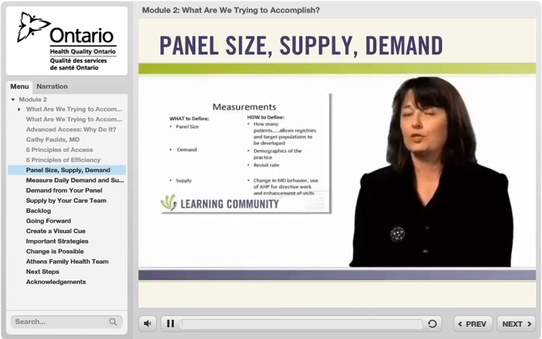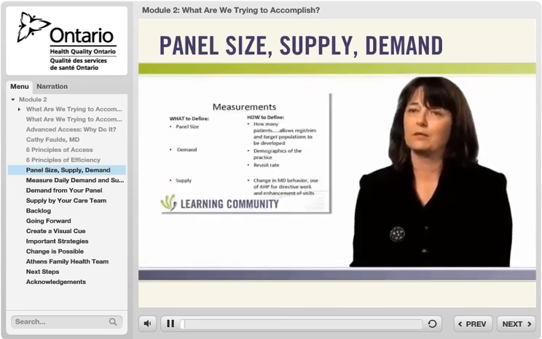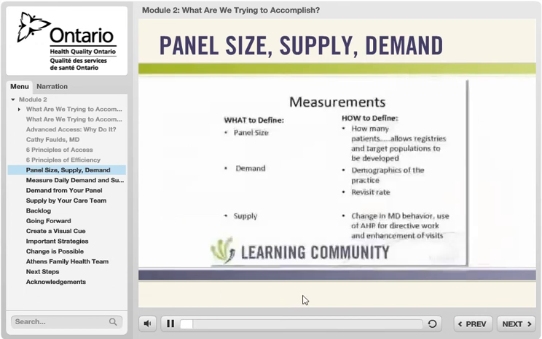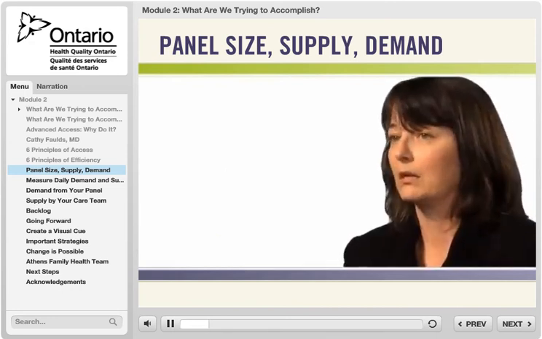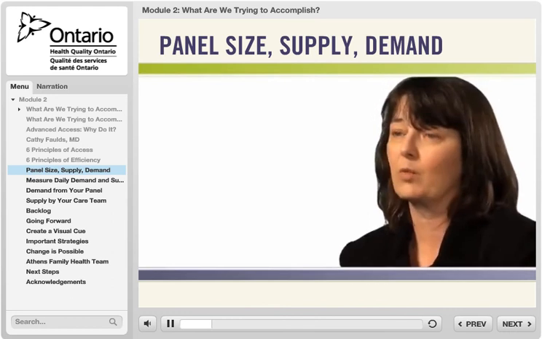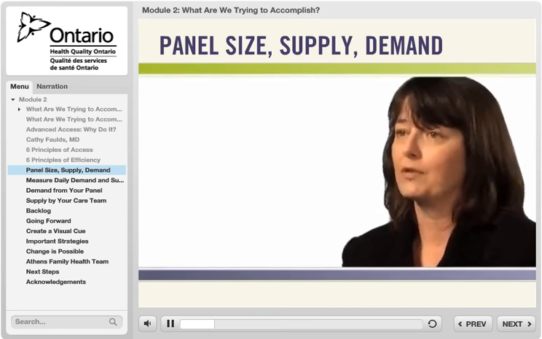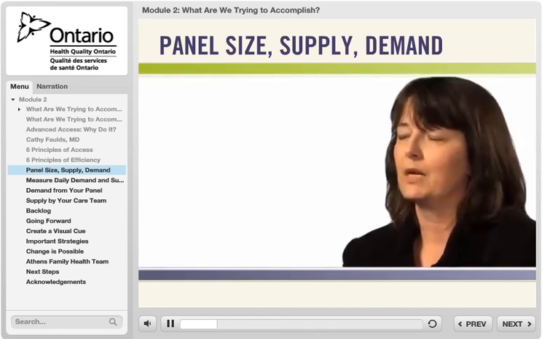In particular, I want to talk about 3 measurements, because this is the very basics that you need to do to be able to understand how you can implement open access. To begin with, we're going to define panel size, and for many of you that just simply means roster. We talk about rosters with the Ontario government now, with whether or not we're a FIG payment scheme, whether or not we're a FAULD payment scheme, or whether or not we're even salaried. Everything depends upon our roster.